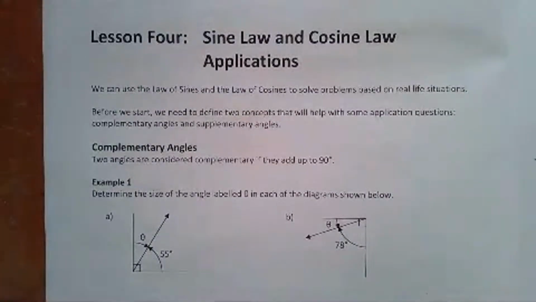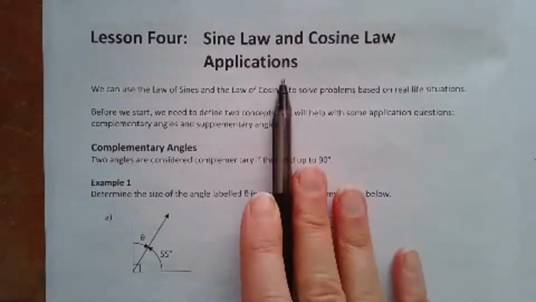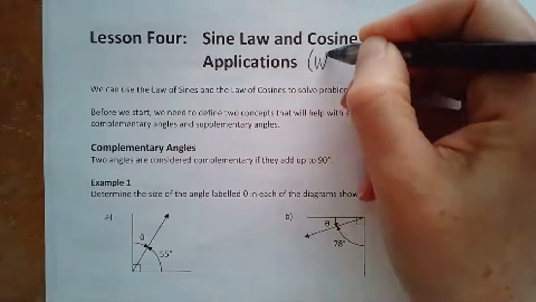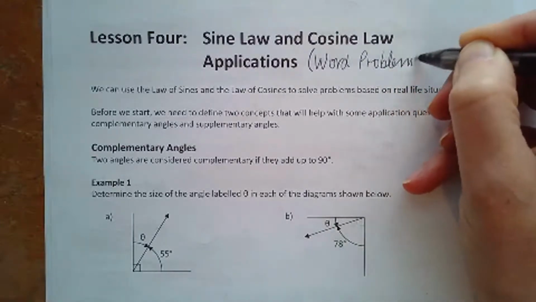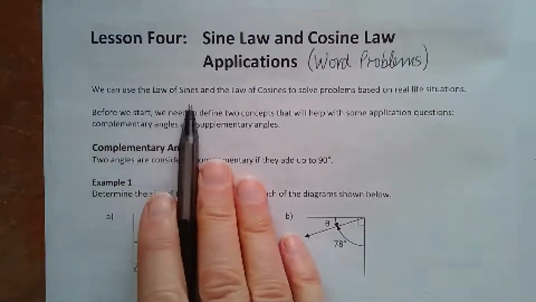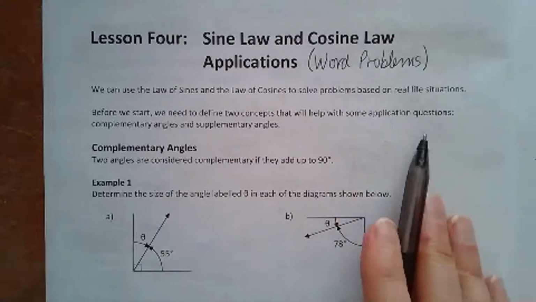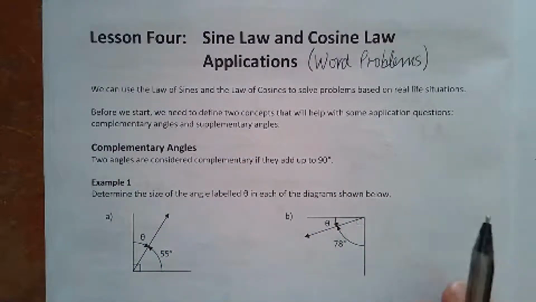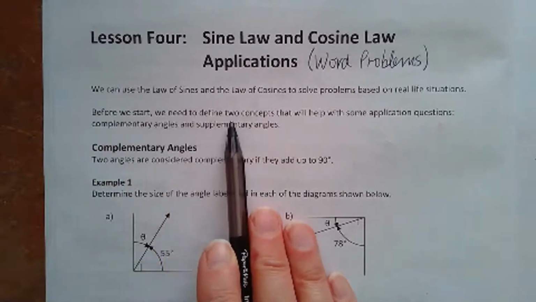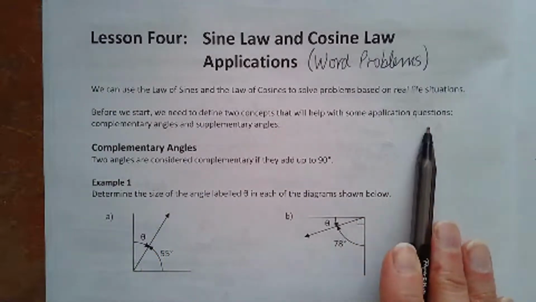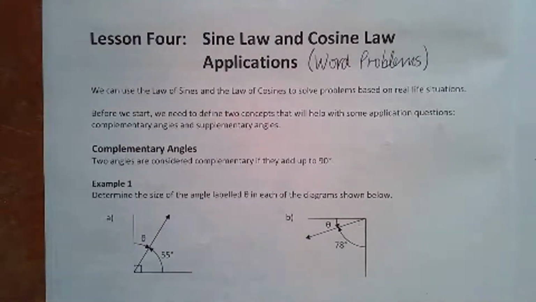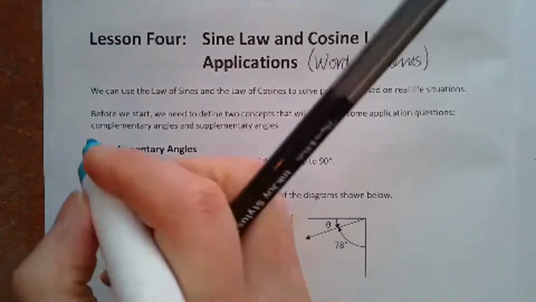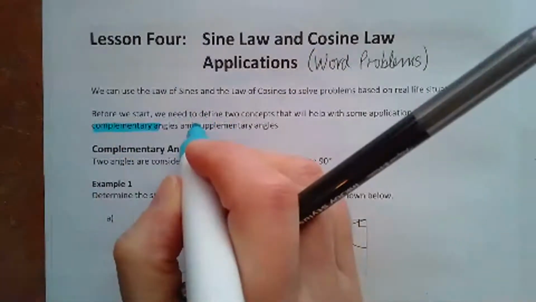There. So lesson 4, applications, and that means word problems. We can use the law of sines and cosines to solve problems based on real life situations, which is why we're learning this math. Before we start, we need to define 2 concepts that will help with some application questions: complementary angles and supplementary angles. Those are 2 important words to remember in math. They're part of trigonometry.